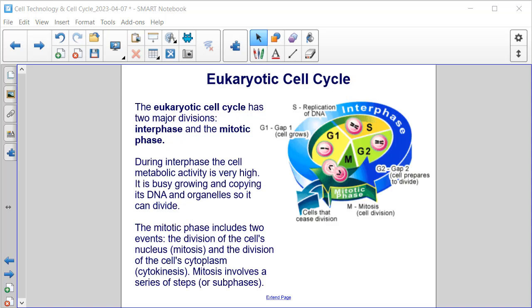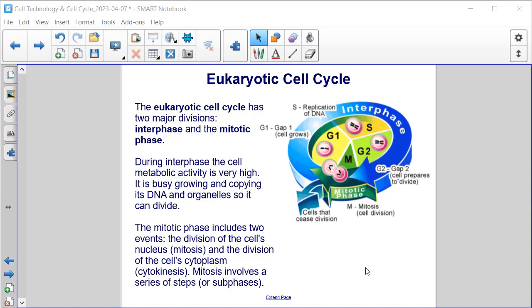Eukaryotic cell cycle. The eukaryotic cell cycle has two major divisions, interphase and the mitotic phase, which you can see in the graphic. Interphase is this big, long phase in blue, and then the mitotic phase in green.